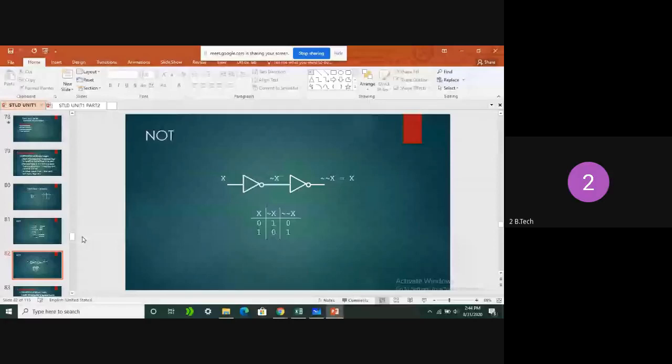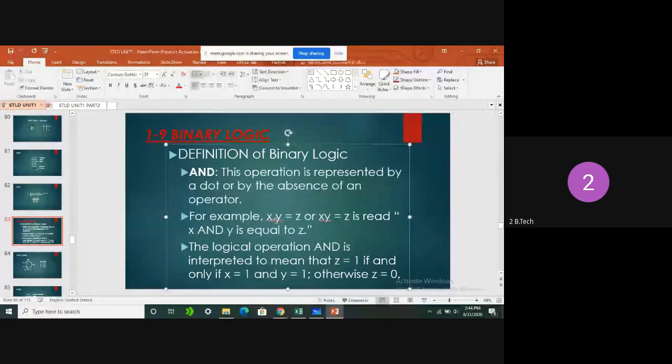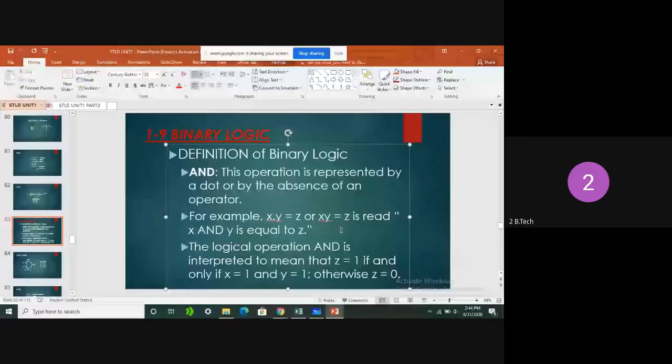Next we can see the AND gate. The AND gate is similar to multiplication. If X and Y are two inputs, we can represent it as X dot Y equals Z, or XY equals Z. If A and B are inputs, then we can represent it as AB.